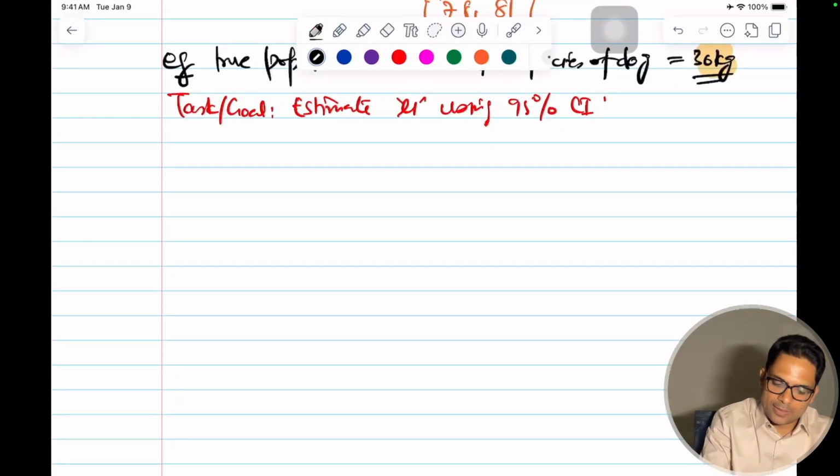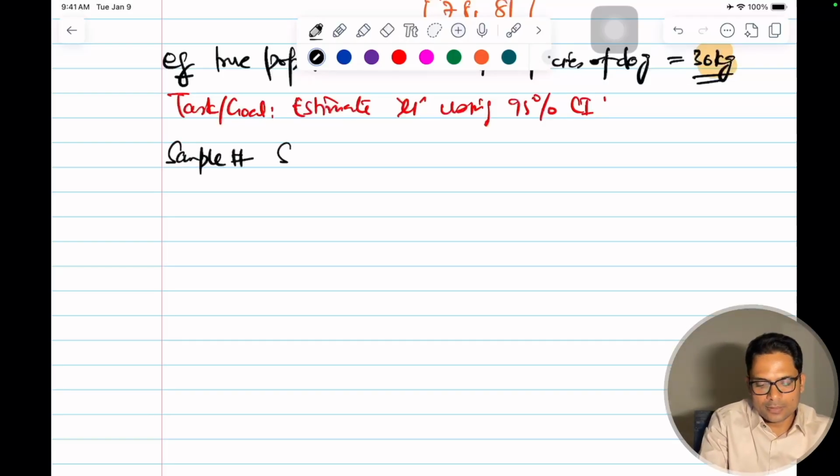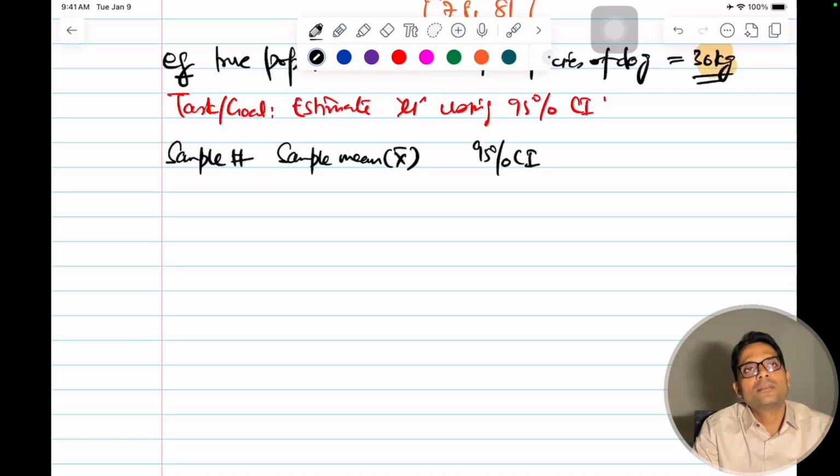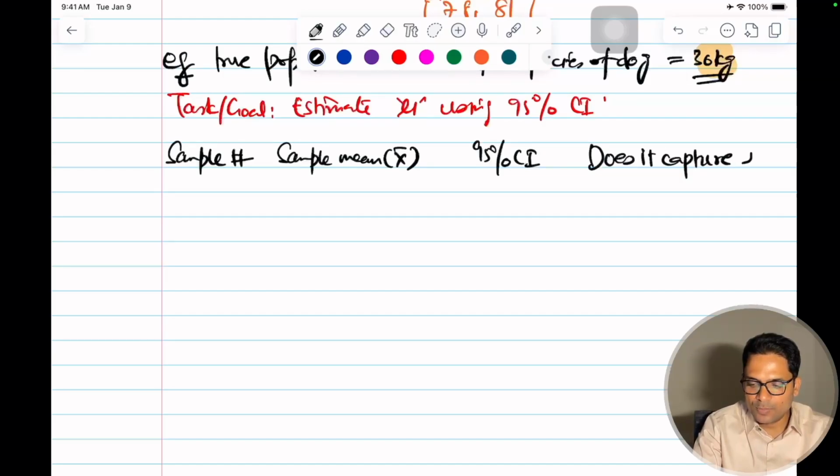So say for example, I have a sample number, and then the sample mean, that is x bar for that, and then I have the 95% confidence interval. And then, does this confidence interval capture mu? Question mark. So this is 30 kg. We know this is not 36. So this is 30 to make it clear.